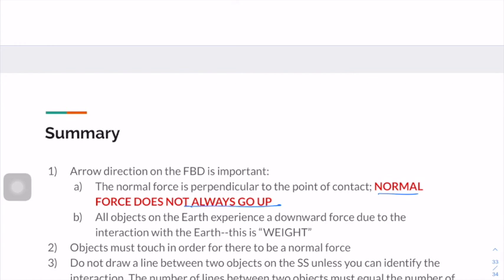Objects must touch in order for there to be a normal force. Do not draw a line between two objects on the system schema unless you can identify the interaction. The number of lines between two objects must equal the number of unique interactions. And then also labels. So F, the first letter is feeler, second letter is dealer, and this is what the free body diagram is analyzing.